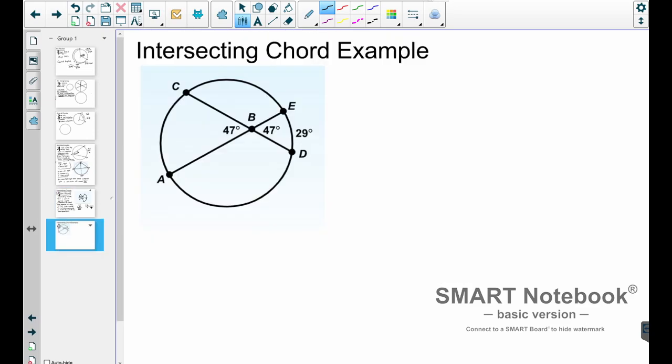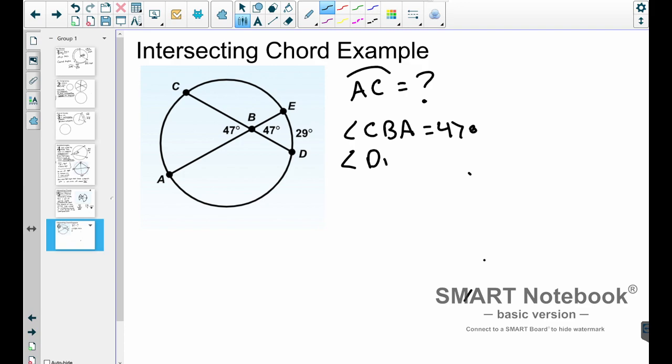All right. So we have some intersecting chords here, and we want to figure out, in this case, what arc AC is. So let's write down the information we have. We know that angle CBA equals 47 degrees. And we know that angle DBE equals 47 degrees. And we know that arc EC equals 29 degrees.